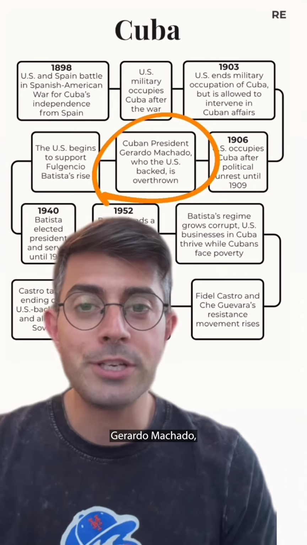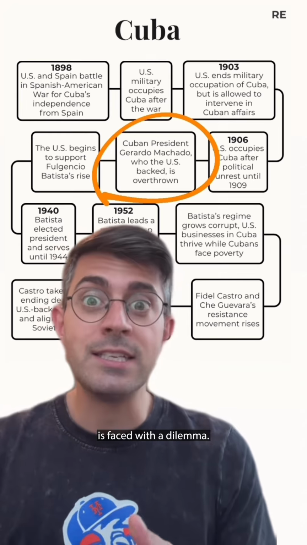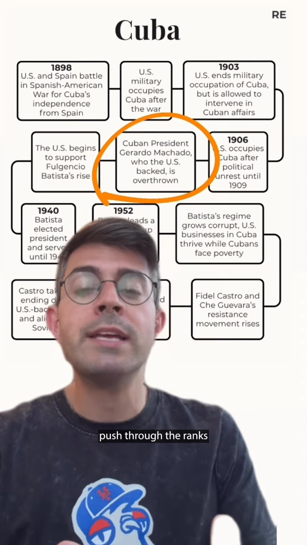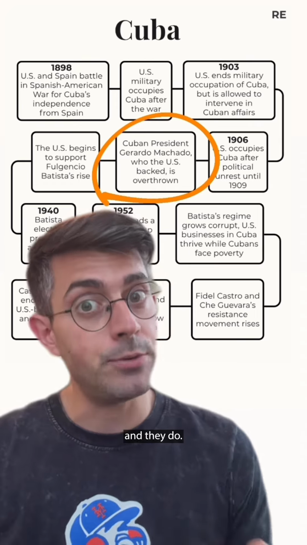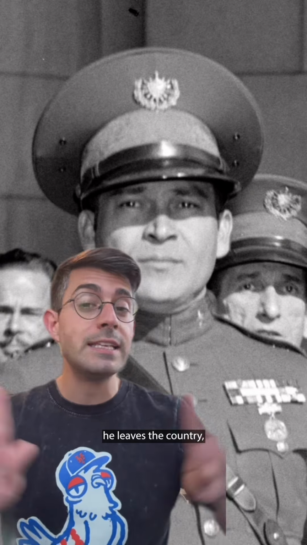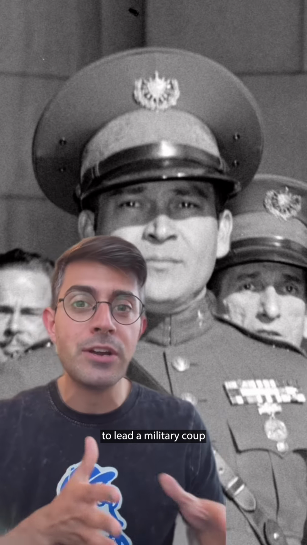Cuba's president, Gerardo Machado, who is backed by the US, is overthrown. Now, the US is faced with a dilemma. They need to find someone who they can push through the ranks in Cuba's leadership. And they do. That person is Batista. So he's eventually elected president in 1940 and serves until 1944. After that, he leaves the country, but then comes back in 1952 to lead a military coup and seize power with, you guessed it, the support of the United States.